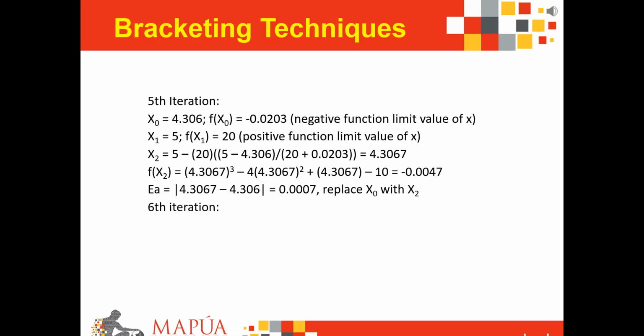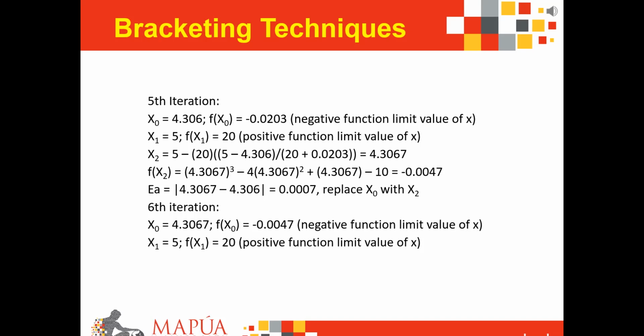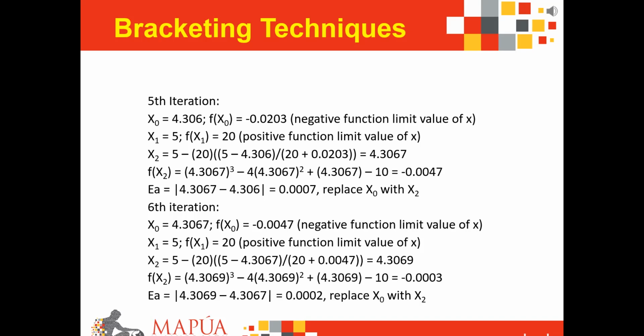Then, on the sixth iteration, these now are your respective given values for x0 and x1. We then evaluate again x2, and it should have this given solution with a value 4.3069, ending up with a function f(x2) value equal to negative 0.0003 according to our solution, and an absolute error equal to 0.0002, on which we eventually found that this particular error criteria still does not satisfy our terminating condition. We then repeat the process by replacing x0 with x2.